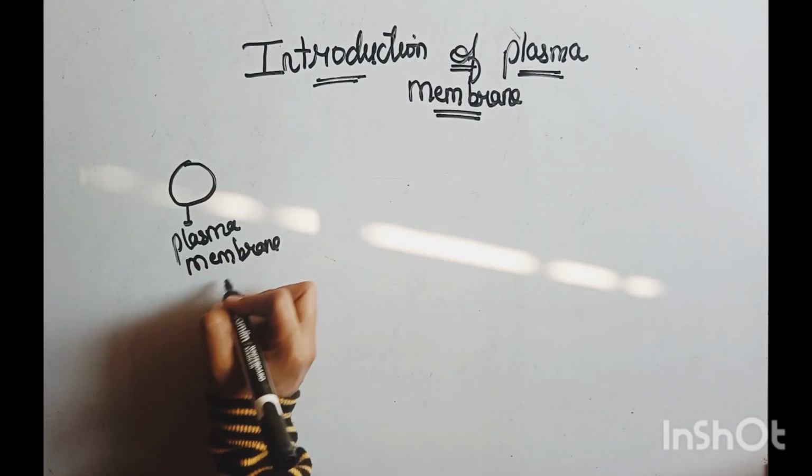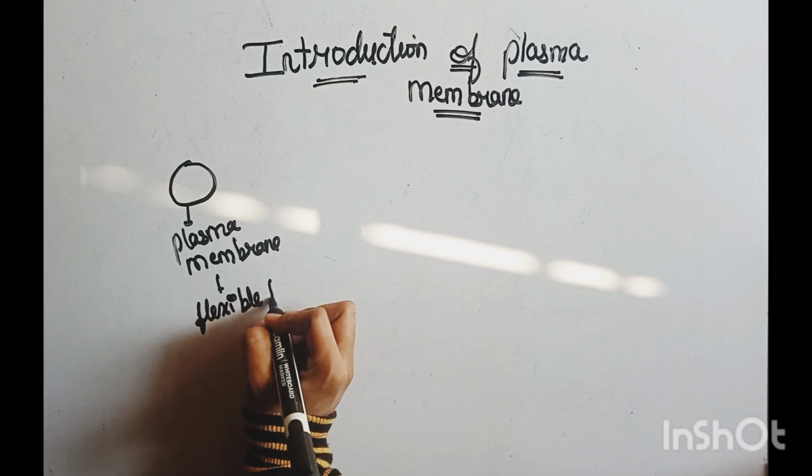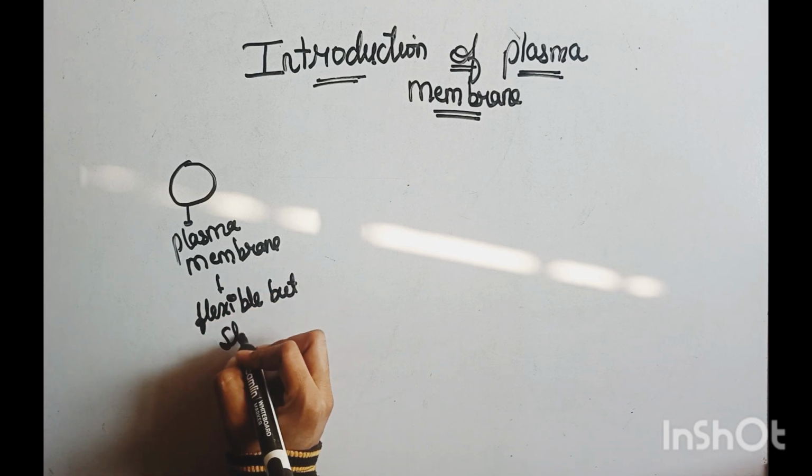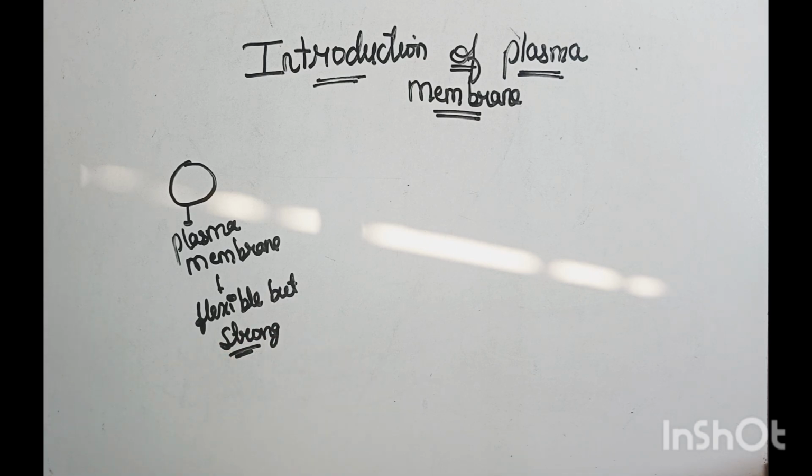This plasma membrane is a flexible membrane, but it is also strong. It acts like a barrier.